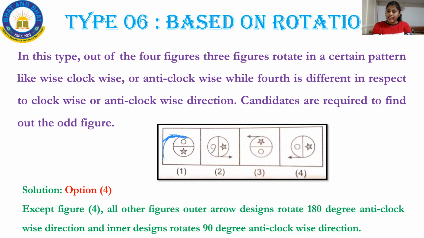Here also, see the arrow. It is anti-clockwise. And here again, it is also anti-clockwise. But you have to see those two. Here, see, it starts from here and it is moving in the same direction, that is clockwise direction. The rest are all moving in the anti-clockwise direction, whereas the fourth one is moving in the clockwise direction.